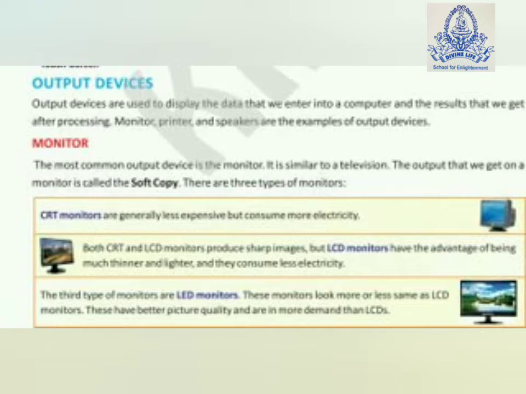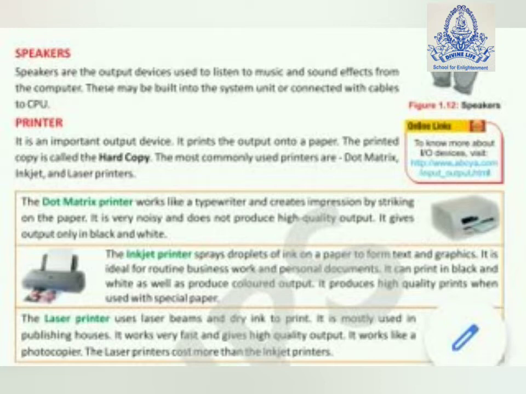Now what is CRT? CRT is less expensive but consumes more electricity. What is an LCD monitor? An LCD monitor is much thinner and lighter and consumes less electricity. But an LED monitor has better picture quality. So nowadays we are using LED monitors. Next, discuss speaker. As all of you are aware of speakers, what is the function of a speaker? Everybody knows that. Okay. Next, we should discuss what is a printer.